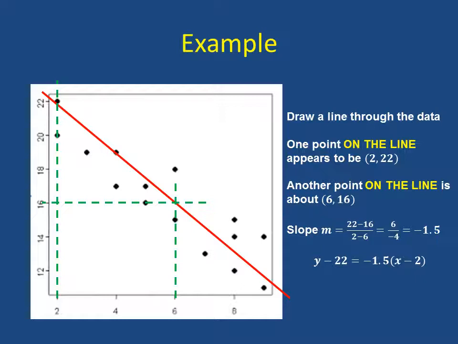We're going to use the point slope formula by plugging in one of the points, and we'll use the point 2, 22. So y1 is going to be 22, x1 is going to be 2. We'll go ahead and distribute the negative 1.5, and then finally we'll add 22 to both sides, and we'll get the equation y equals negative 1.5 plus 25. This is our regression line, our trend line, and we can plug any value of x in to get a prediction for what the y value might be.